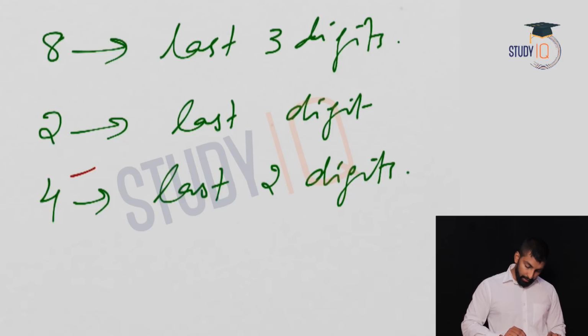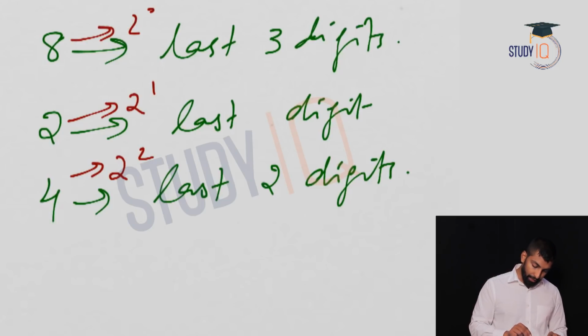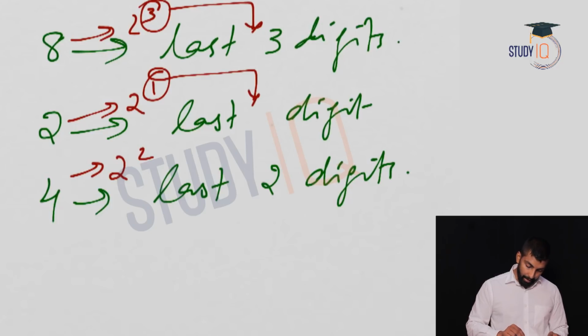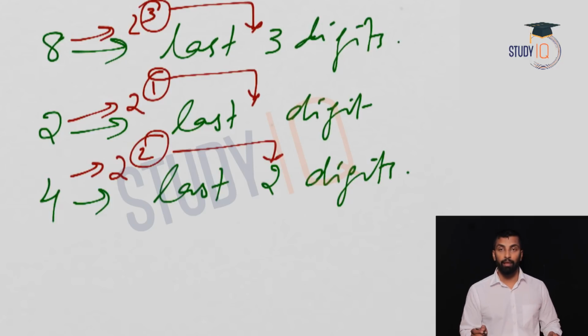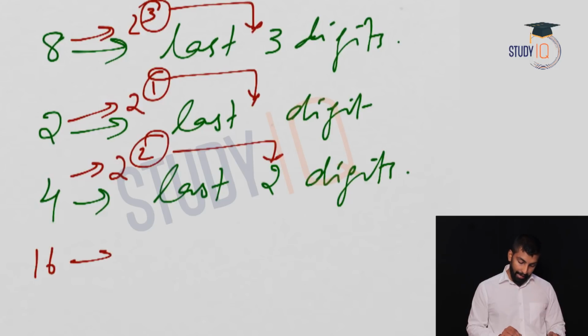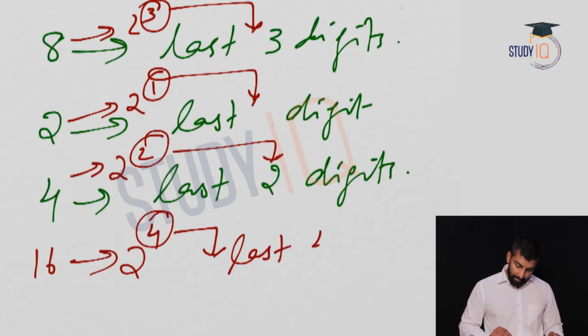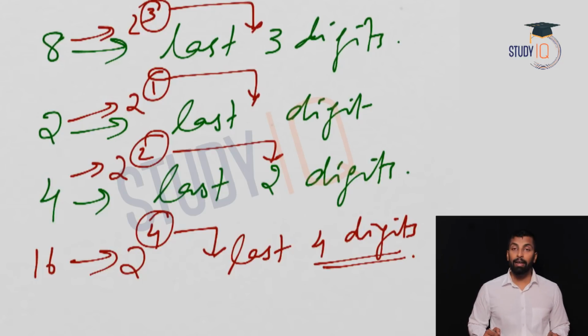So why? Because this is 2 raised to 2, this is 2 raised to 1, and this is 2 raised to 3. So 2 raised to 3, last 3 digits. 2 raised to 1, last digit. 2 raised to 2, last 2 digits. So you can tell me 16 directly because 16 is 2 raised to 4, so obviously last 4 digits. Now what do you mean by last 3 digits, last 4 digits, last 2 digits, etc.?